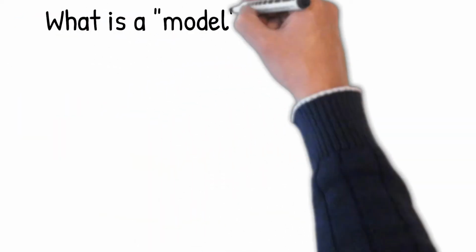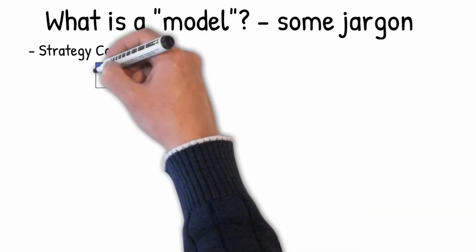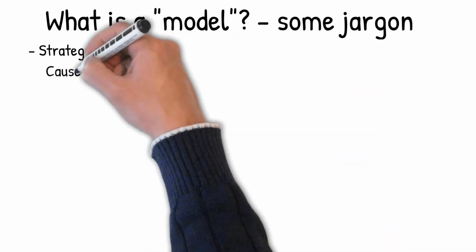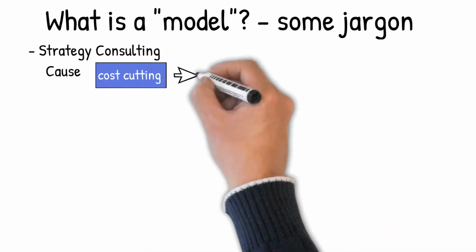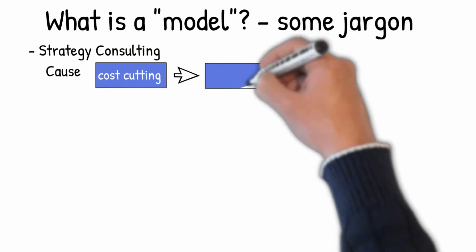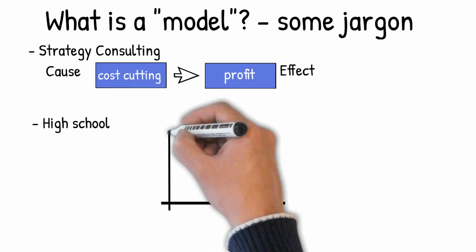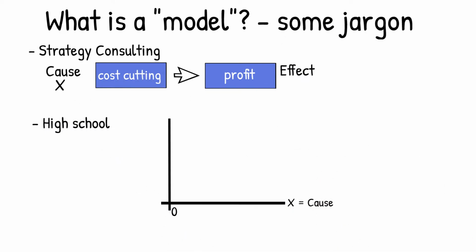It's important at this stage that we define exactly what a model is. When consultants refer to a model, they're typically referring to two boxes and an arrow, but those boxes are typically causes that lead to some effect. Cost cutting leads to profit. If we go back to high school, you'll remember there's the horizontal and vertical axis on a graph. The horizontal is the X, or the cause. Y, the vertical, is the effect. And we have a line. That line is represented by a model.